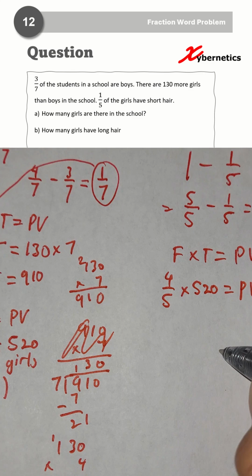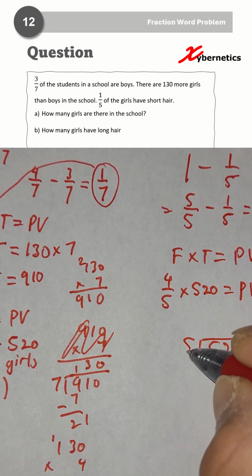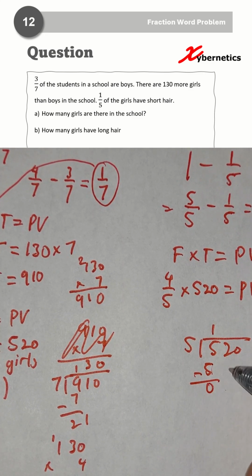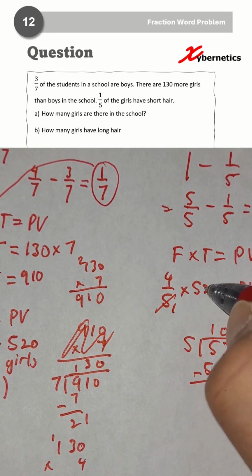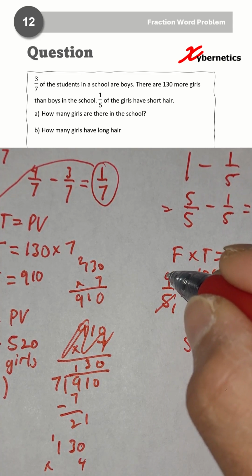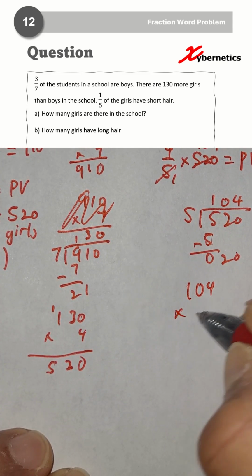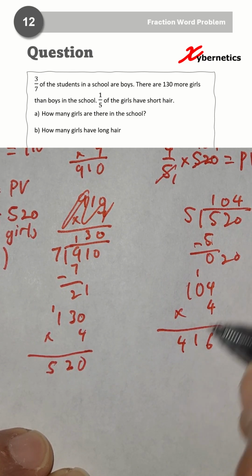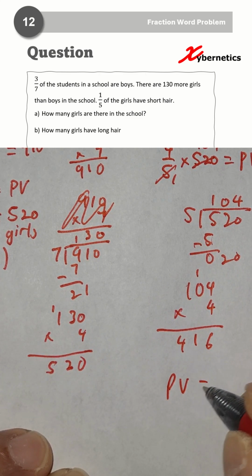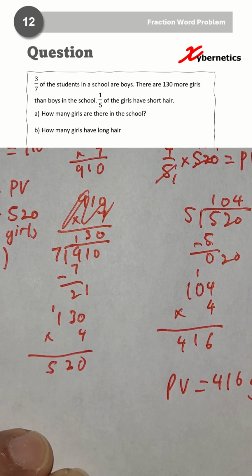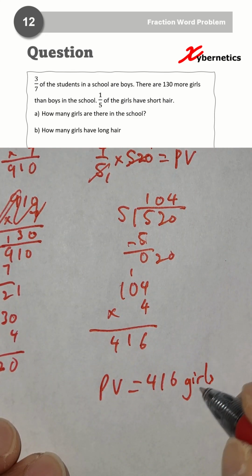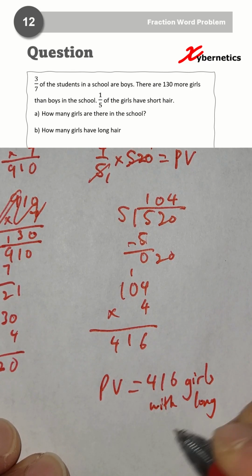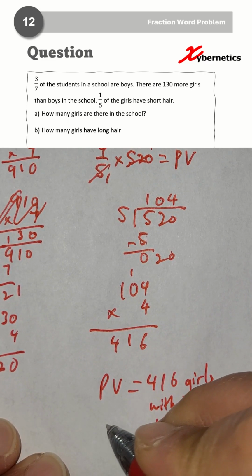Now, if you work this out, 520 divided by 5 gives 104. And if you take 4 times 104, 4 times 4 is 16, and so on. So the total number of girls with long hair is 416 girls with long hair. And this is part B's answer.